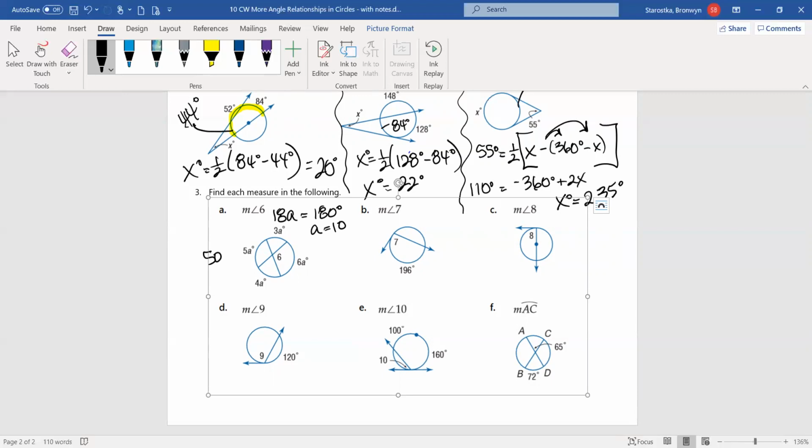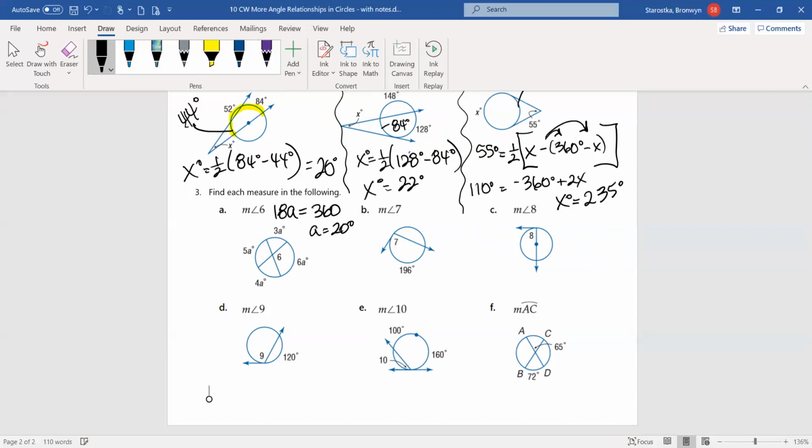what am I doing? See, somebody's going to email me right away and go, you're doing it wrong. 18a equals, see, I haven't finished my coffee, that's why. 360 degrees, not 180. Common mistake. A equals 20 degrees.